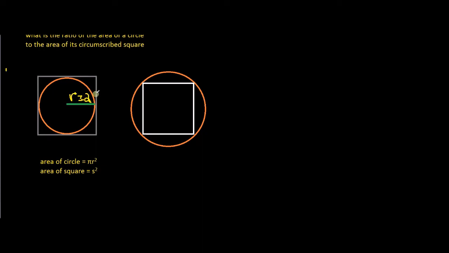Okay, so in this situation, using these formulas that you probably learned in, I don't know, 4th or 6th grade, we know that the area of the circle equals pi times r squared, so pi times 4.